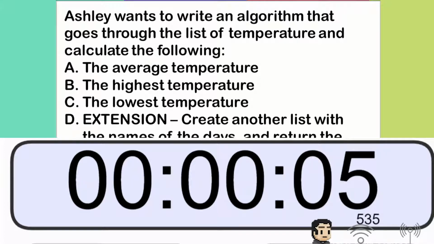Josh, when you say for x in range 5, then you say print temps 1. That's going to print out the temperature 8 five times.